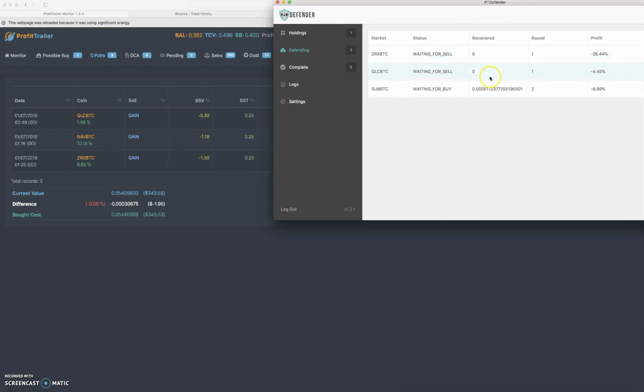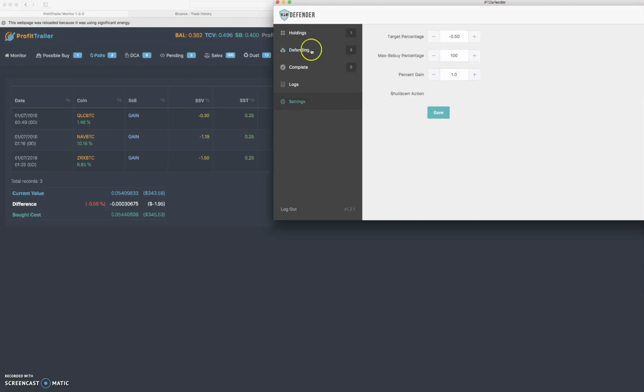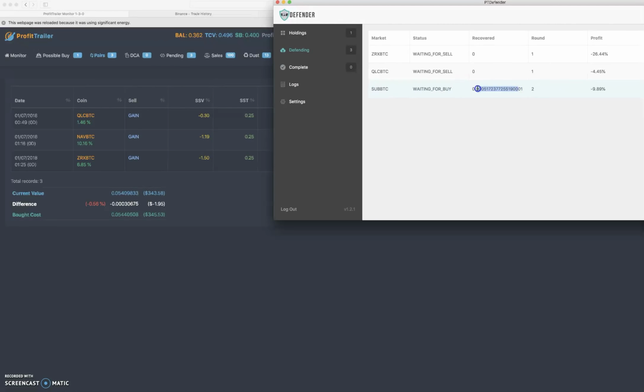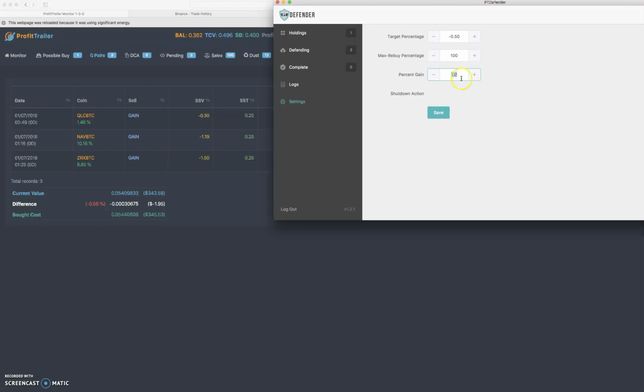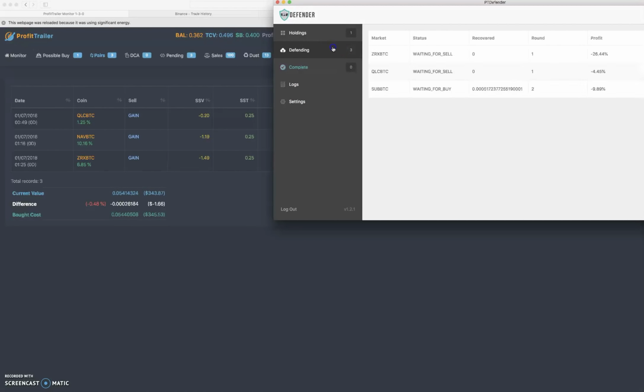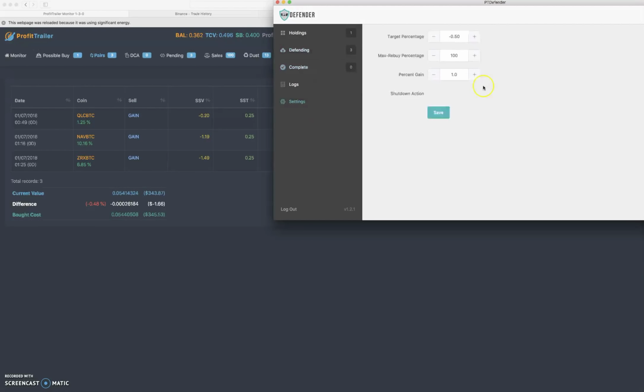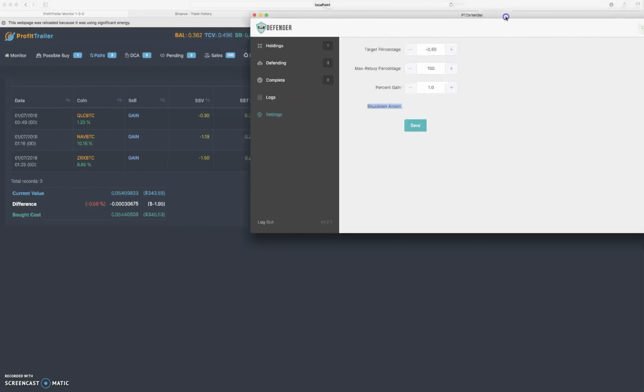recovered section. And basically when this recovered section gets to your setting for percent gain, PTDefender will list it as complete. It's simple as that. It will stop defending it. Your settings with shutdown action, which actually I'm noticing a bug. So this is something I'll have to email into their support and say, listen, I don't have a shutdown action anymore. So that's funny. We caught a bug on the fly here. So that's good. We'll see if we can get that fixed.